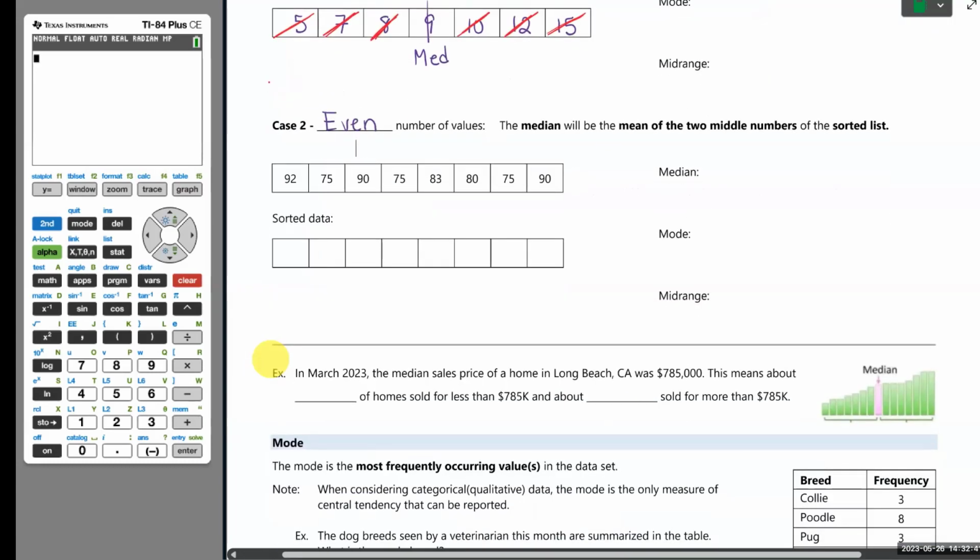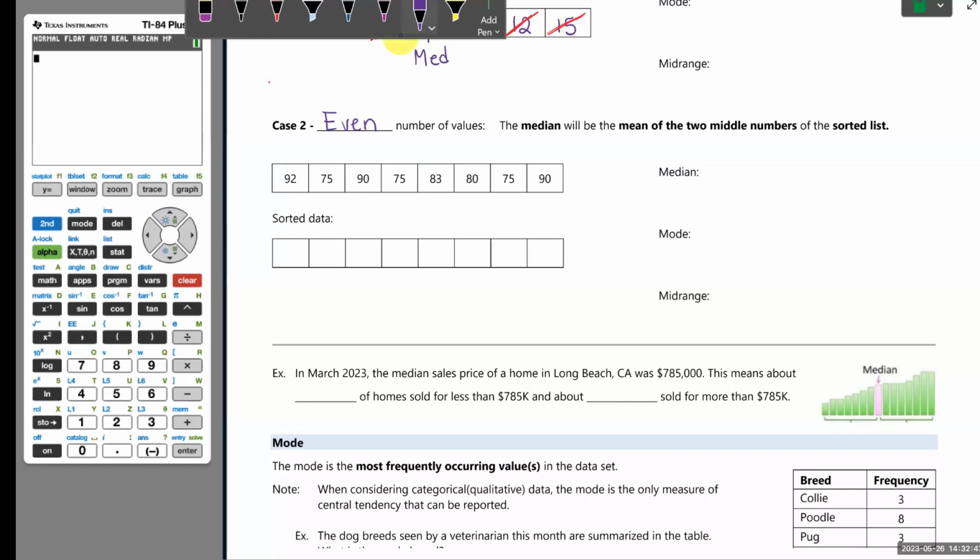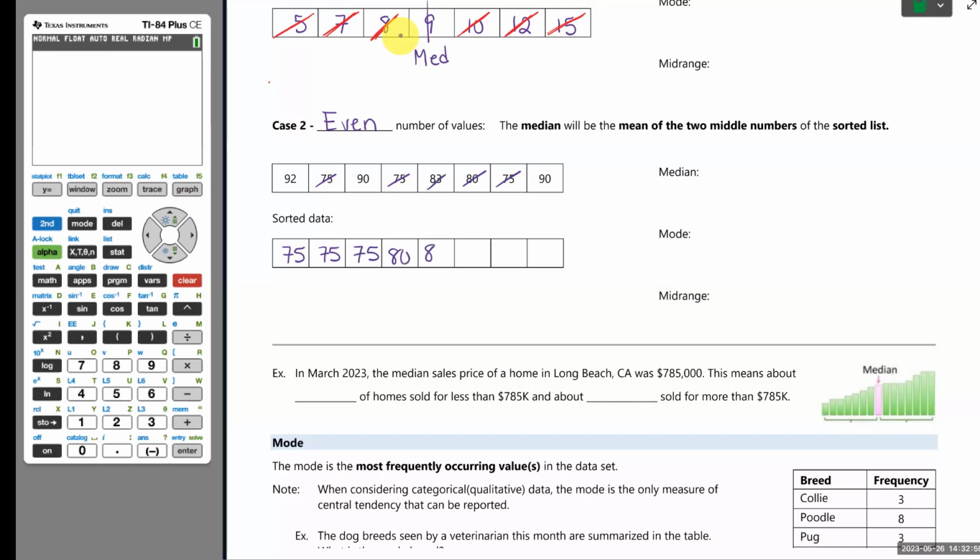So values in numerical order, and it looks like 75 is the smallest value. I'll cross that off. There's another 75, another 75, and then I have an 80, an 83, 2 90s, and a 92 finally for the highest value.